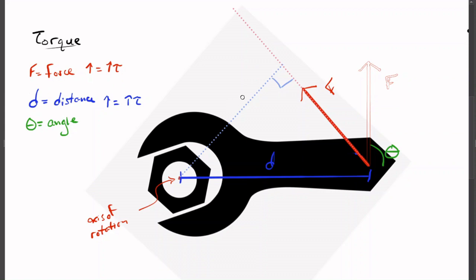So this has a specific definition. This R value is going to be d sine theta. It's kind of like just looking at the component of d that is perpendicular to the force. And that's what we're going to be looking at. This R value is called, and sometimes there's a little perpendicular symbol right here, the lever arm.